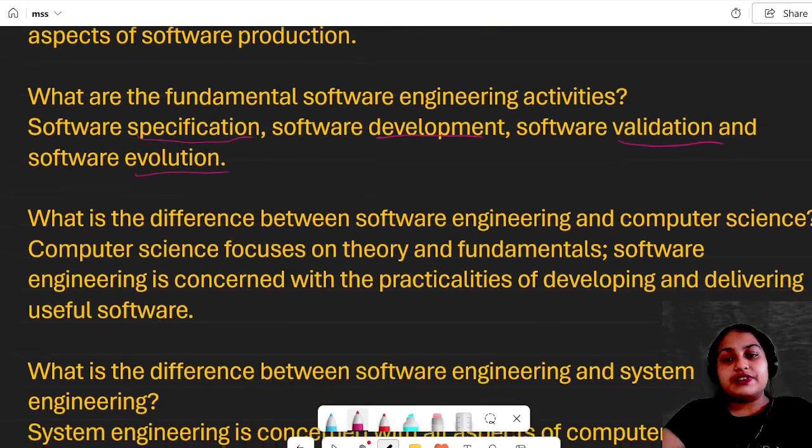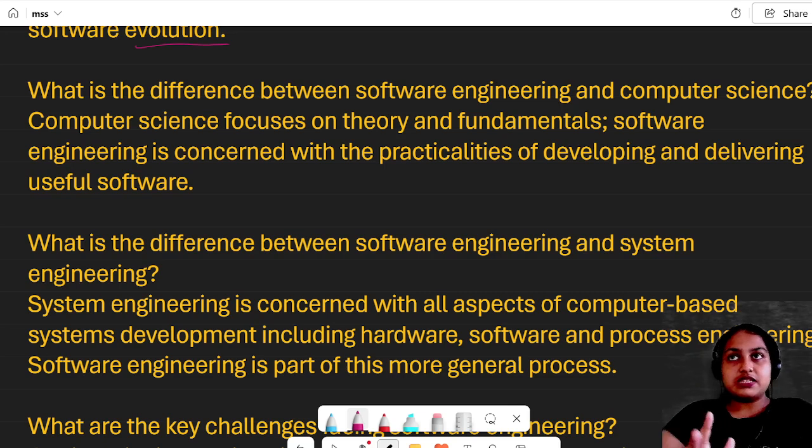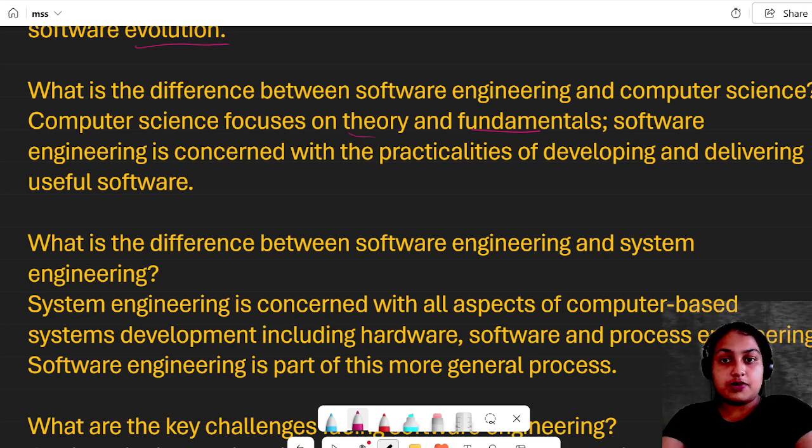Now, what is the difference between software engineering and computer science? Computer science focuses on theories and fundamental things. But software engineering is more related to the practicalities of developing and delivering useful software. So it's more about practical things. That is the difference between software engineering and computer science.